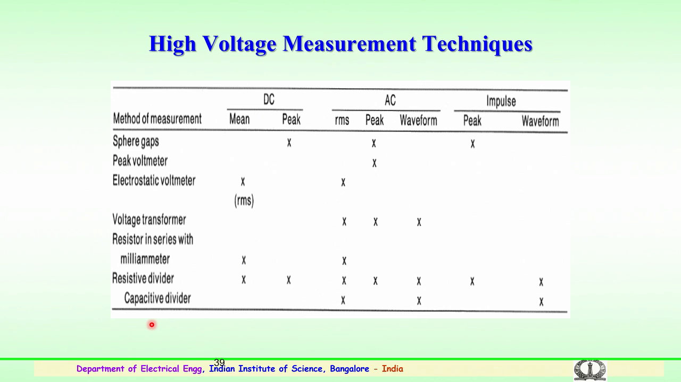Further, we have a resistive divider, which we have just discussed, or a capacitive divider, or the combination of these, a damped capacitive type of divider. These are generally used for the measurement of DC, AC and impulse. These dividers are of recent application and could be used for very large voltages, where the accuracy level is also very high in comparison to the spark gap and other methods.